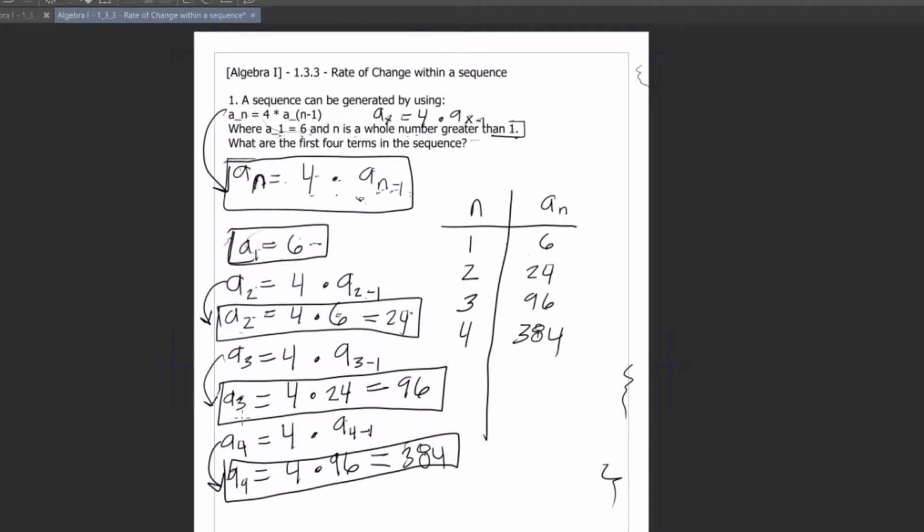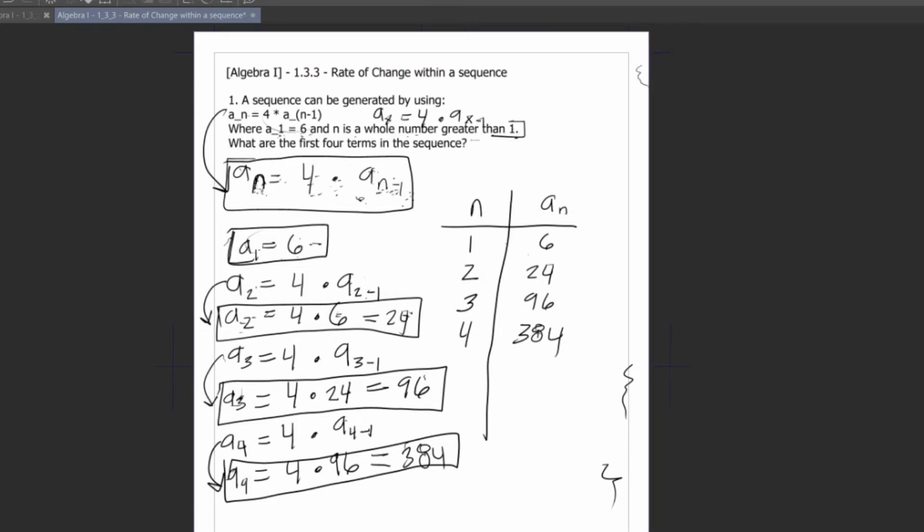Same thing for a sub 3. A sub 3, where n equals 3, equals 4 times a sub 3 minus 1, which is a sub 2. What does a sub 2 equal? 24. Let's plug in 24. 4 times 24 equals 96. So next, a sub 4, where n equals 4, equals 4 times a sub 4 minus 1, which is a sub 3. What does a sub 3 equal? 96. 96 times 4 equals 384.